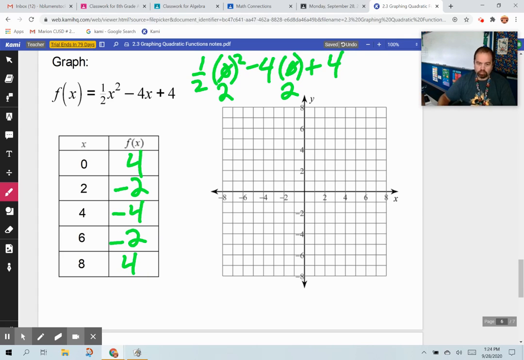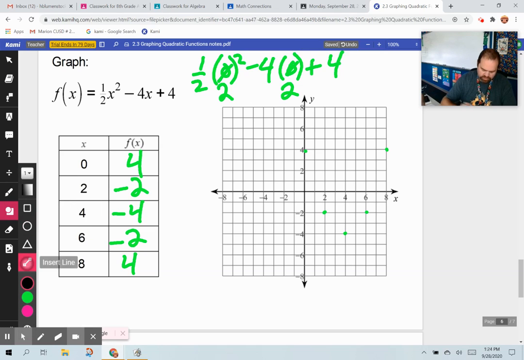So I'm going to go back and plot those points, and something kind of different happens on this graph. 0, 4, 2, -2, 4, -4, 6, -2, and 8, 4. So what happens when you graph this, I've got this multiplier out front, the 1/2, which when you think half, you think it's going to make it a smaller graph. It actually widens it up.